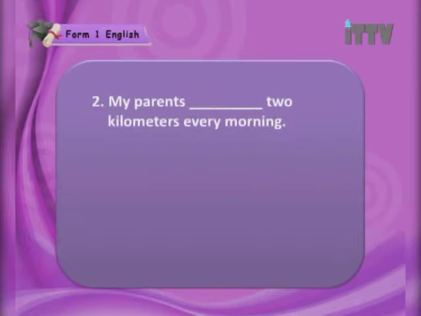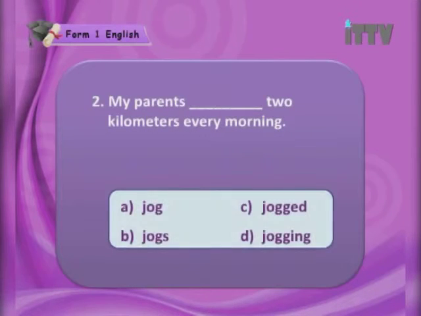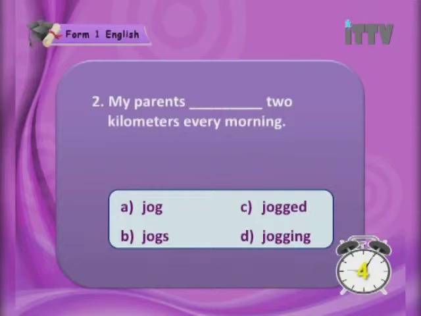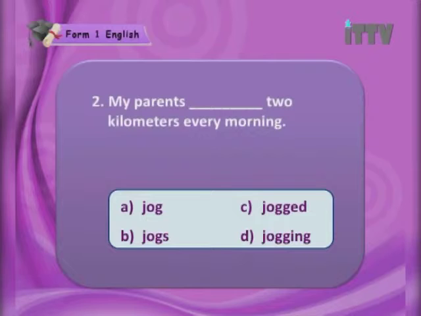Question 2. My parents blank 2 kilometers every morning. A, jog. B, jogs. C, jogged. D, jogging. You may write your answer now. Let's take a look at what the correct answer is. The correct answer here is jog. My parents. There is an S there, so we use jog.